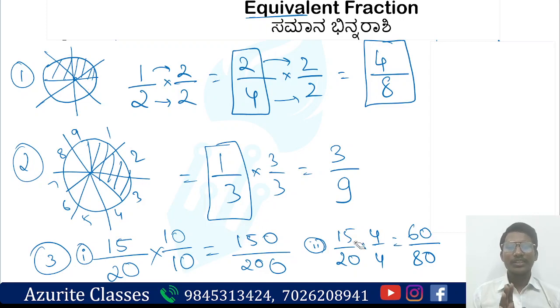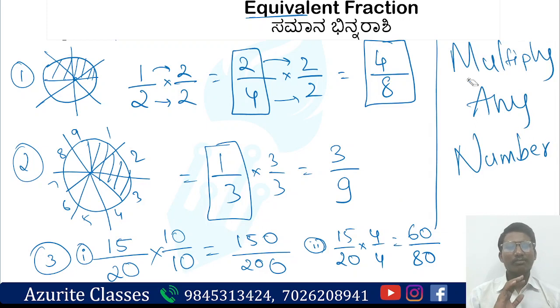Here if I make only 4 parts, where earlier I had made 10 parts, so 15 fours are 60, 20 fours are 80, right? So it will be 60 pieces in 80 pieces. So you can multiply by any number, that is, you can make any number of pieces, and you will get the same amount of cake, just with more pieces.